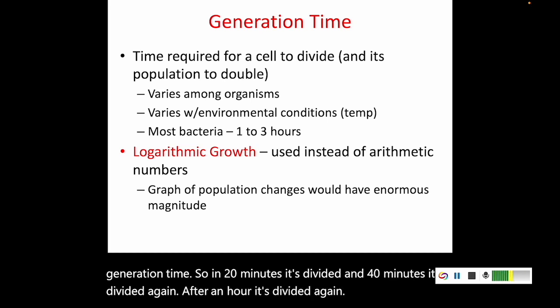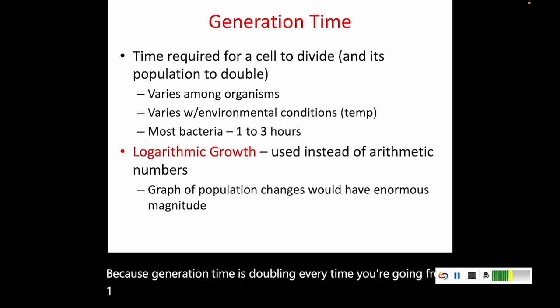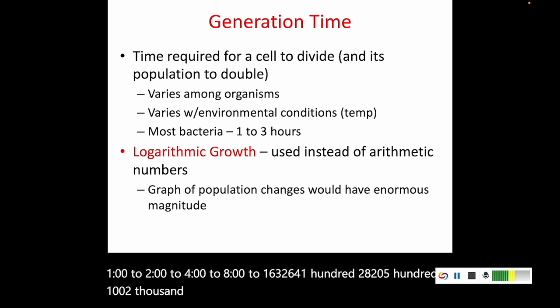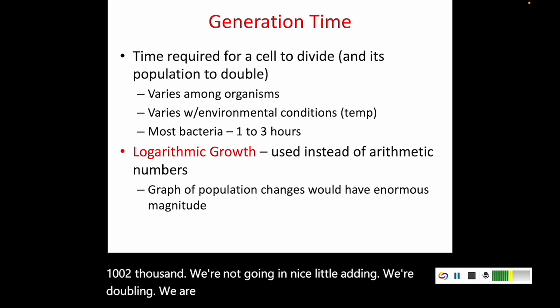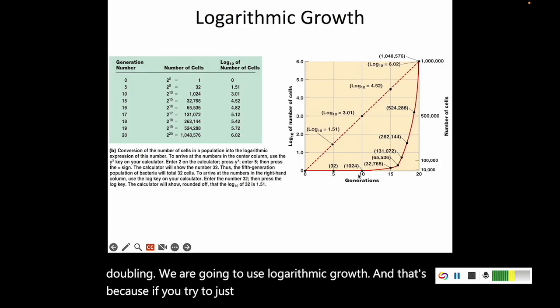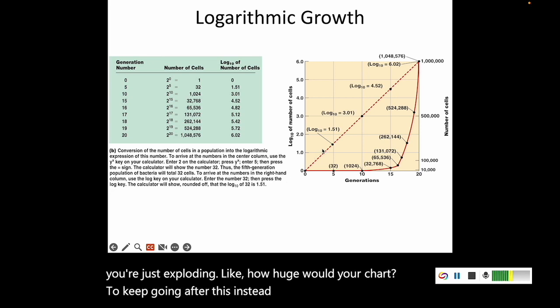Because the population is doubling every generation, you're going from 1 to 2 to 4 to 8 to 16, 32, 64, 128, 200, 500, 1,000, 2,000. We're not going a nice little adding. We're doubling. We are going to use logarithmic growth. That's because if you try to just draw the chart, suddenly you're just exploding. Like, how huge would your chart have to be to keep going after this? Instead, we use logarithmic growth.